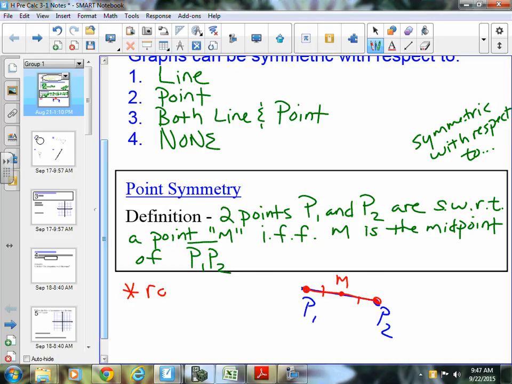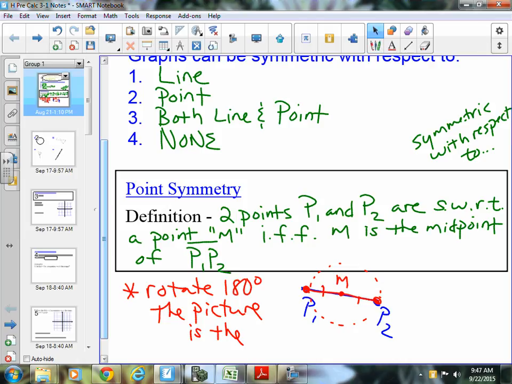Another way that people like to think of it is if you rotate your picture 180 degrees, the picture is the same. So that means if you rotate 180 degrees, point 1 would land on point 2, and point 2 would land on point 1. So it goes in both directions. So if you rotate 180, the picture is the same. So that's another way to look at point symmetry if that visual is a little bit easier for you to think of.